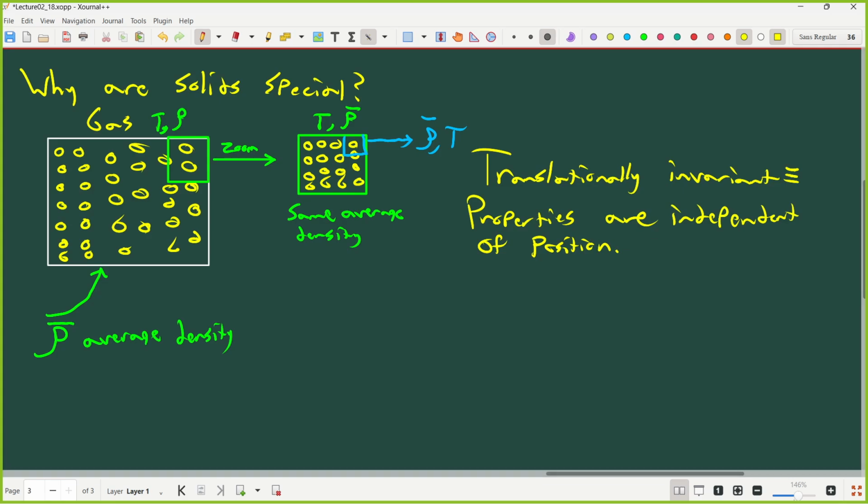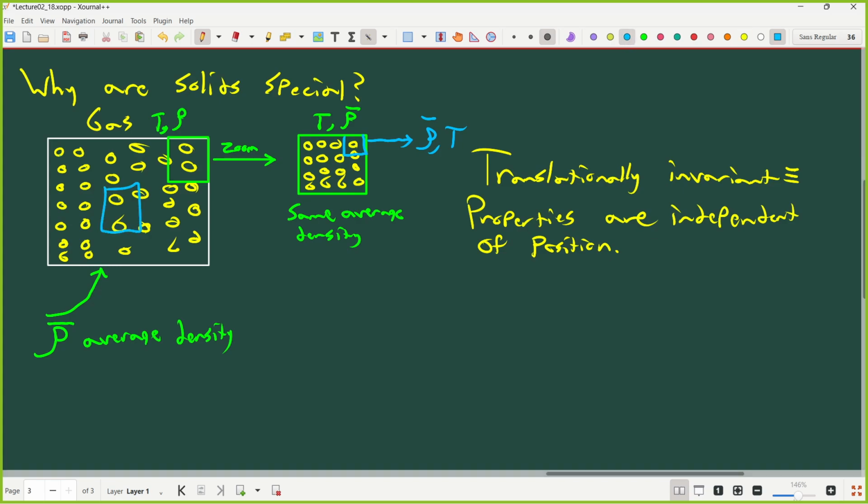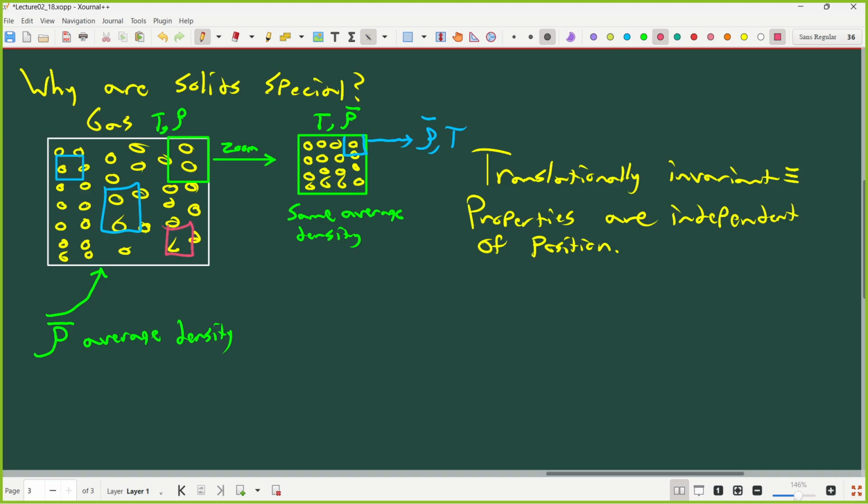It doesn't matter where I pick in the box. I'll just draw a couple more. I can make a box here, I can make a box here, I can make a box here. Every time I make a box, I get the same results. It's translationally invariant.